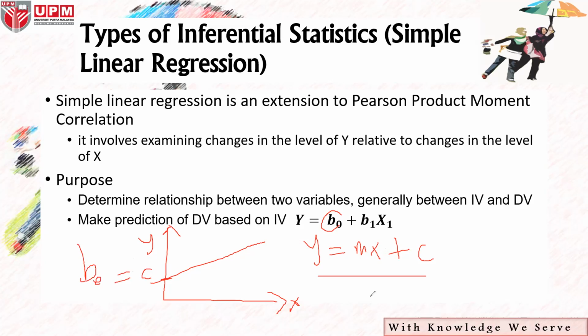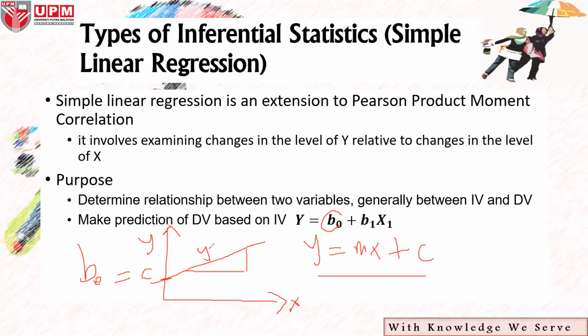So what is M? Slope. If you may recall the Pythagoras theorem: 2 squared plus 3 squared equals 5 squared. Right? I'm not teaching it, I'm just reminding you. Pythagoras theorem. So it's the same.